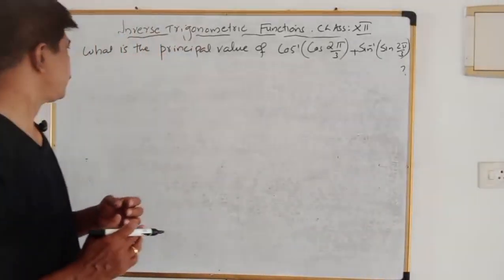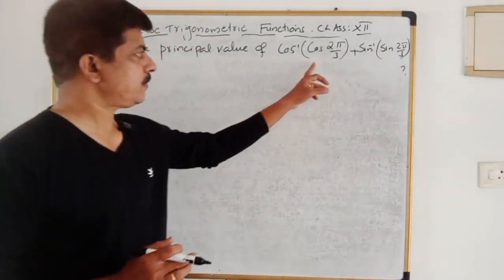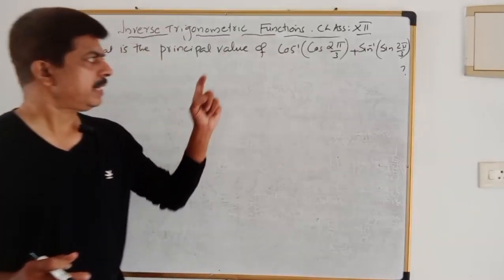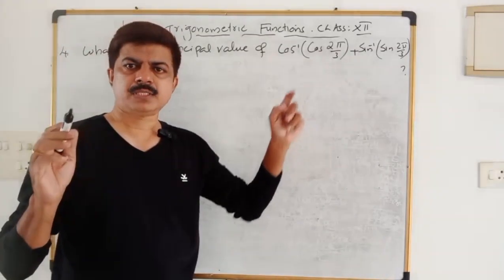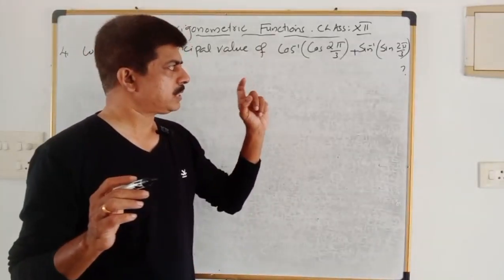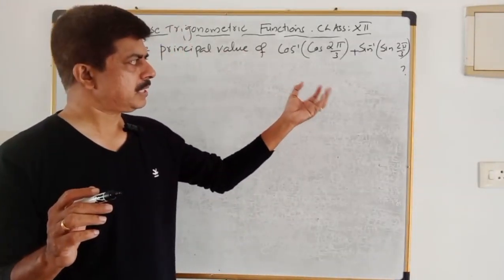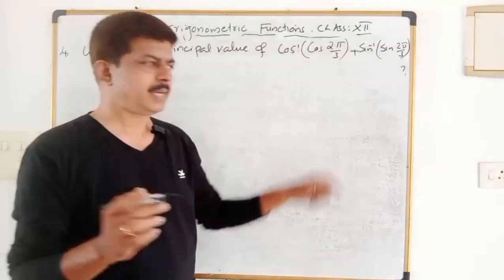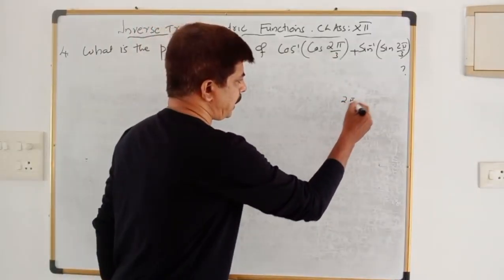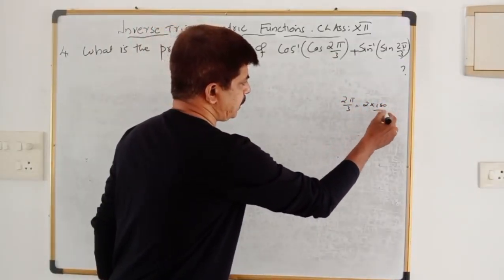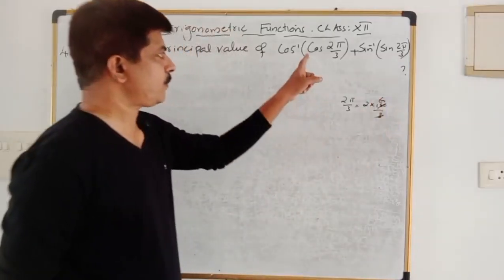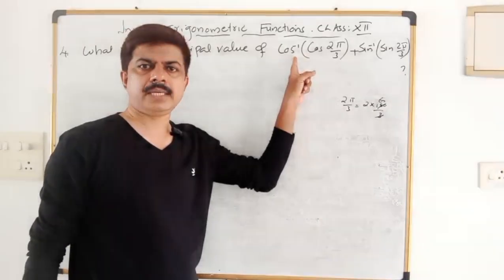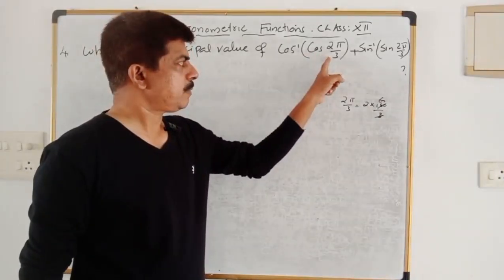Okay, here is our fourth question. What is the principal value of cos inverse cos 2 pi by 3 plus sin inverse sin 2 pi by 3? You should remember whether the given angle lies in its principal value branch or not. Otherwise, you have to express it in the appropriate principal value branch. What is 2 pi by 3? It is 2 into 180 by 3, which is 120 degrees. The cos inverse function has the principal value branch 0 to pi, so this lies in its principal value branch.